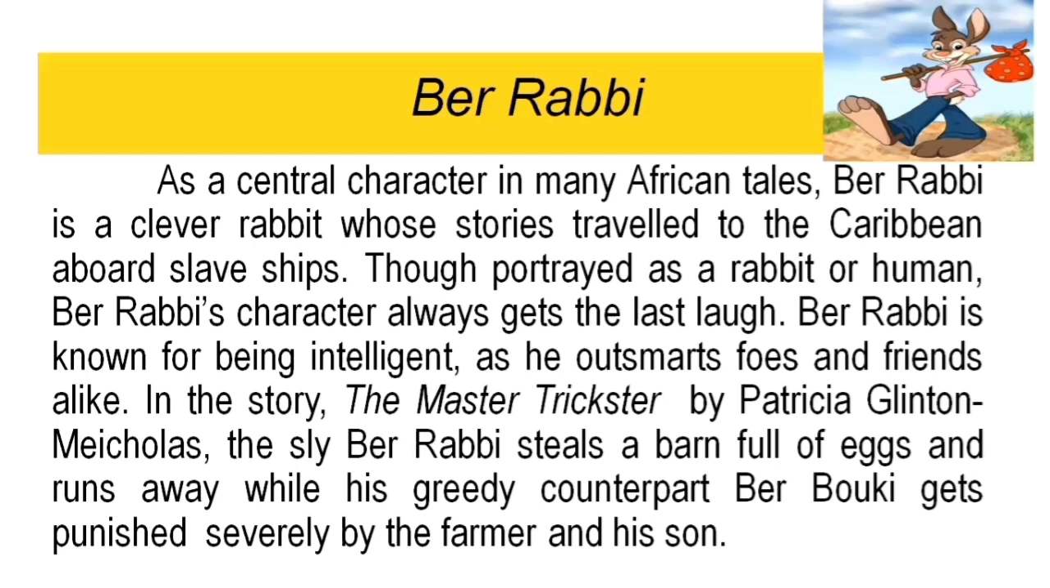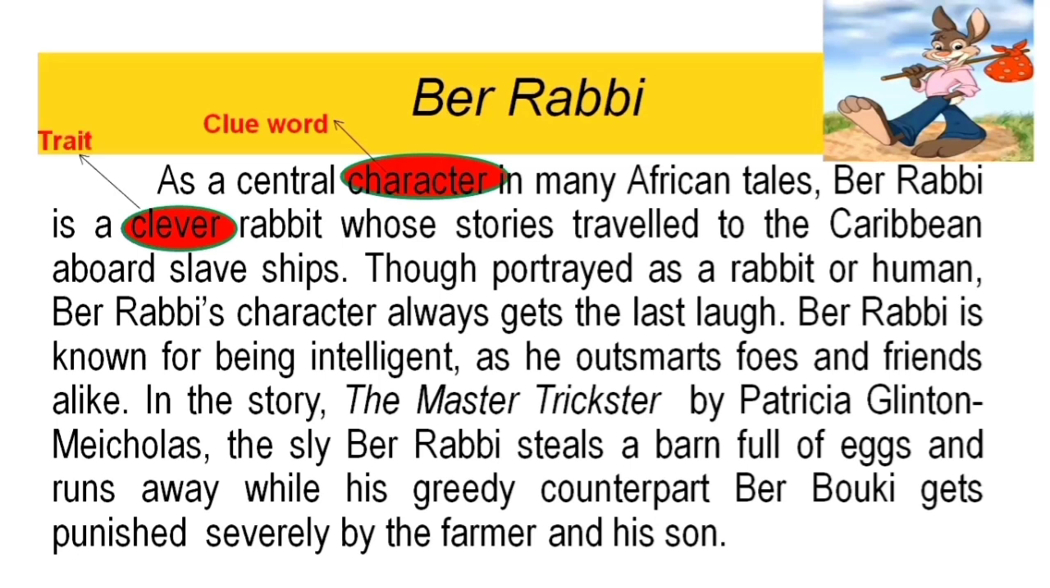Okay, we have our piece of writing. Now let's go through and see what clues we have here to tell us which type of expository essay this is. Our first clue, we see the word character. And this clue word tells us what type of essay it is. Let's continue to look and see if we see any more clues. We see the word clever. We know that this is an adjective. This is our trait word, which also gives us a clue as to which type of essay this is.